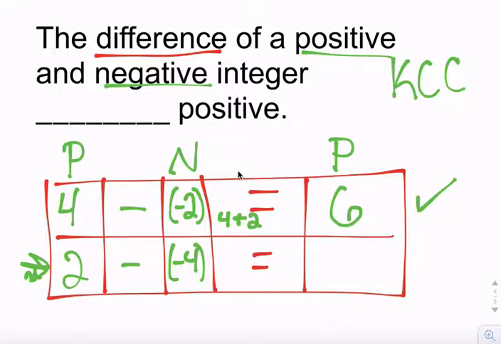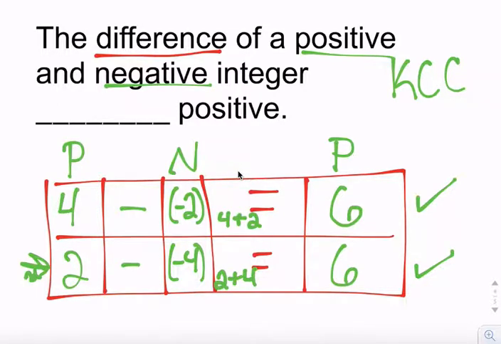So that worked. A positive minus a negative did give me a positive response. Let's see if it works for the second example. Get rid of that subtraction. I keep the first. I change the sign. I change the second number. The opposite of negative 4 is still 4. 2 plus 4, that equals 6.